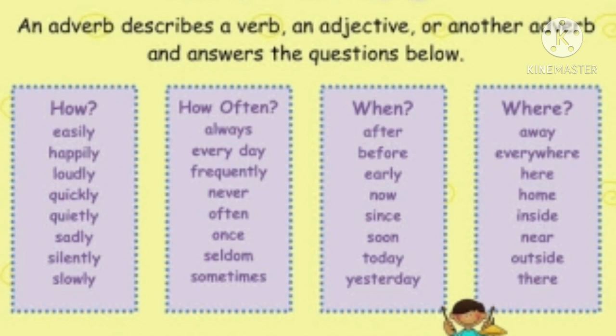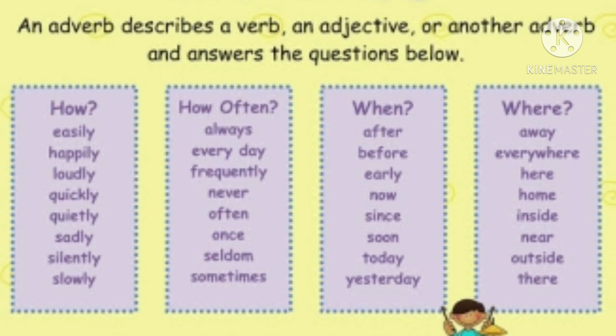Now if I say we play outside, what do we do? We play. But which word is telling where this work was done? The word outside is telling this. So outside is an adverb because it is giving information about the work done. We play outside. So outside is an adverb of place.